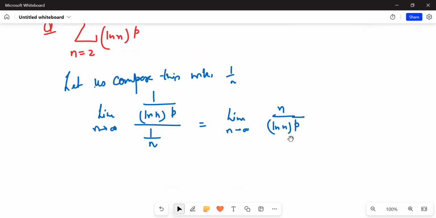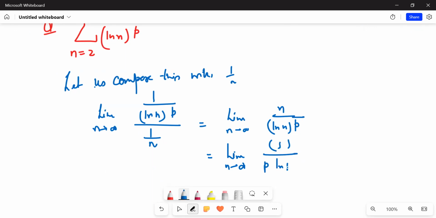Okay, so both of them are tending to infinity. So what I can do, I can use L'Hospital's rule. So I'll use L'Hospital's rule here. I'll differentiate the numerator, which is equal to 1, and I'll differentiate this. This will be p (ln n) whole raised to power p minus 1 times 1 upon n. So this n comes here.